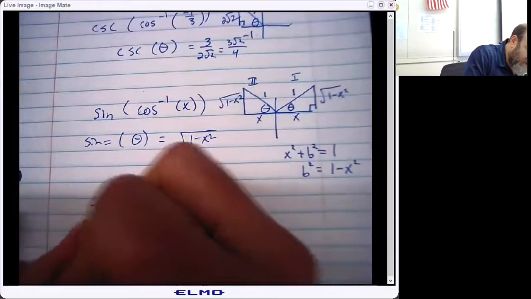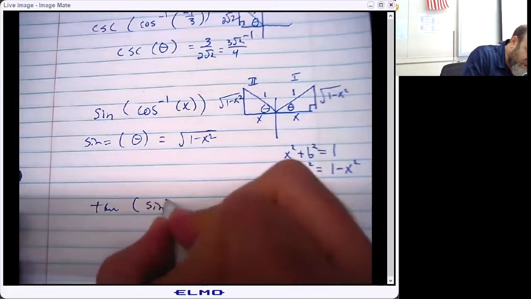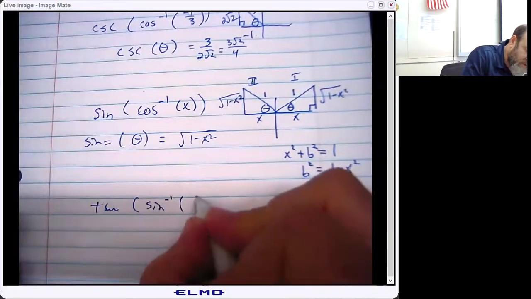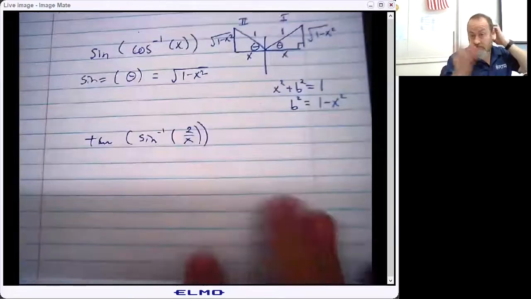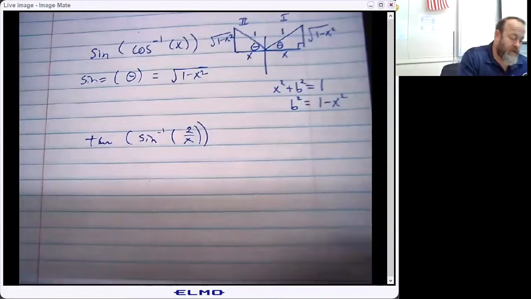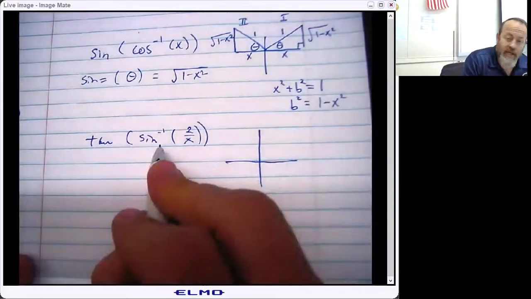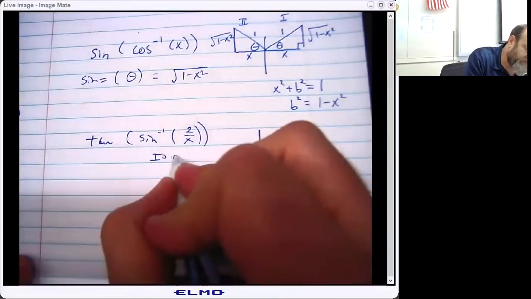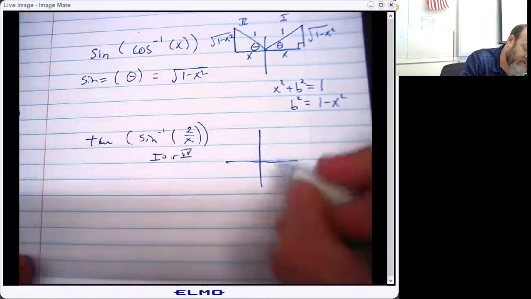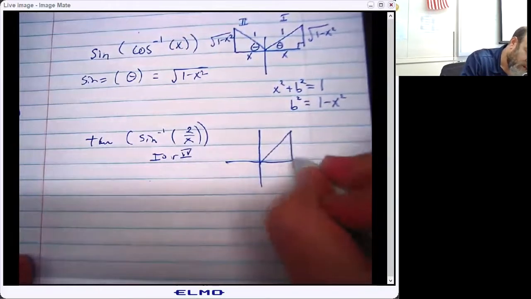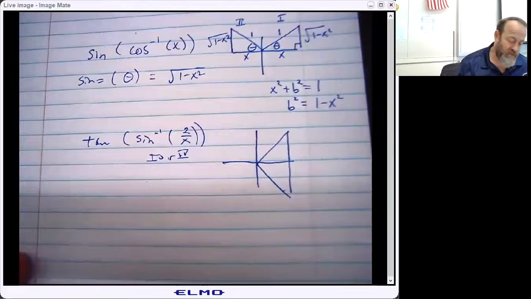Last one. How about the tangent of the sine inverse of, let's say, 2 over x? And then I think we'll be done. So if we're looking at this one, again, the sine is defined in 1 or 4. I do not know if x is a positive or a negative, so it could be up here in 1, or it could be down here in 4, which is kind of cool. It makes it just a reflection of itself.